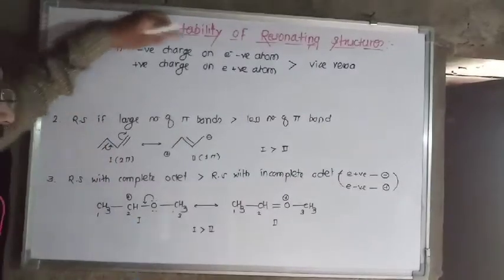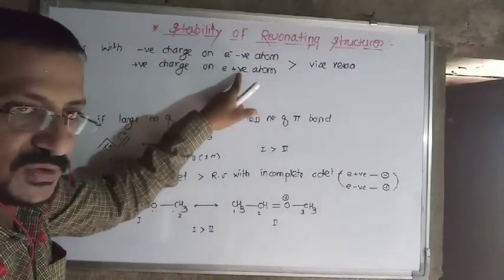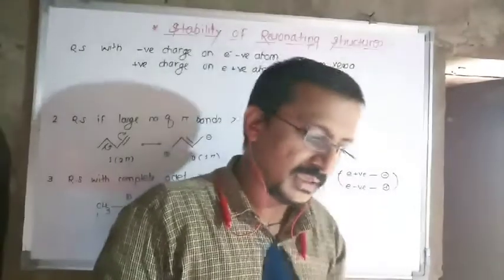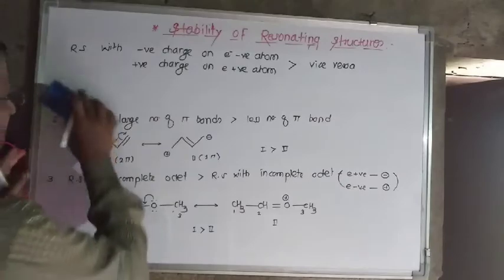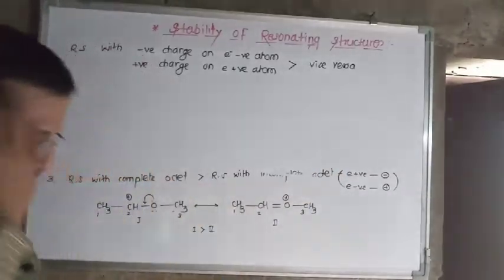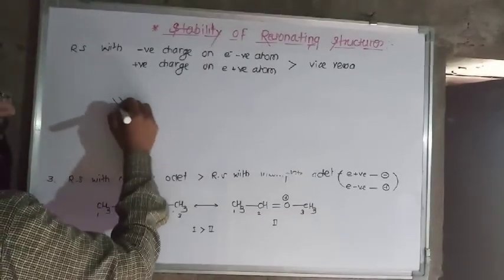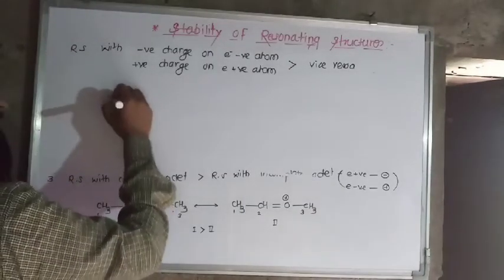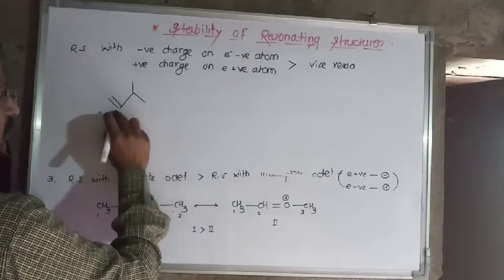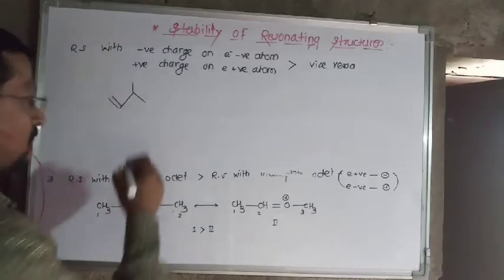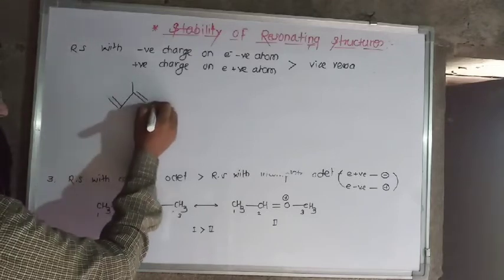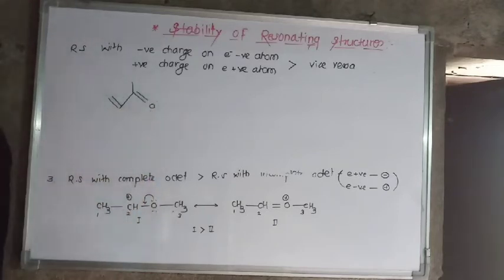In the sense, if there is negative charge on an electropositive atom and positive charge on an electronegative atom, then it will be less stable. That can be considered like this example. Just take one example. Let us consider a case: double bond like this, single bond, A double bond B, C have. Here in the last case there is an oxygen, isn't it? If you consider a structure like this, here a lone pair of electrons.